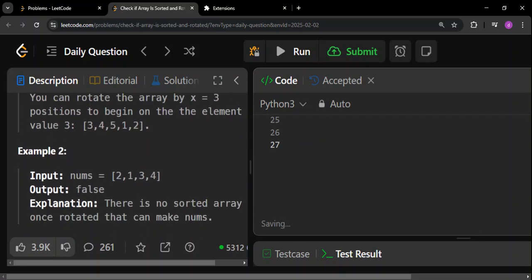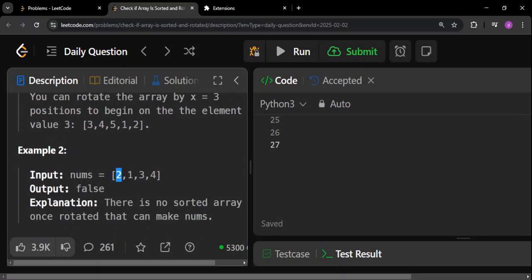See here. In example number 2, what is happening? From 2 we went to 1. That means 2 is supposed to be the peak. From 2 we are basically falling down. So 2 is supposed to be the peak. All the elements towards the right of this should be less than or equal to 2, ideally, right? Ideally.